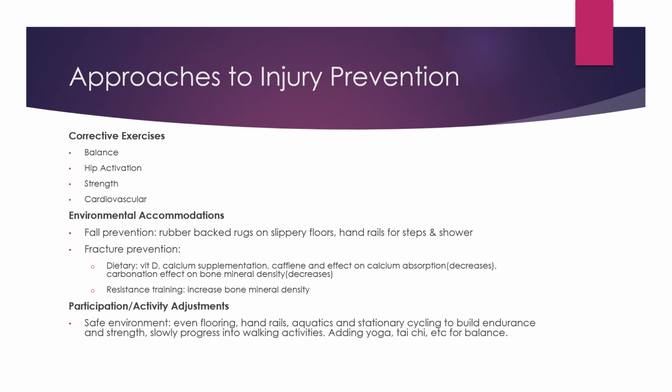Looking at the approaches to injury prevention for lower extremity fracture, when we focus on our corrective exercises, really zeroing in on balance exercises, hip activation, specifically on the rotators and the abductors, is very helpful. Overall strength and conditioning, quads, hamstrings, glutes, calves, and then cardiovascularly, I'll usually start them out on a stationary bicycle or aquatics. That is very helpful to get their endurance up, and then you can translate that into shorter walking distances.